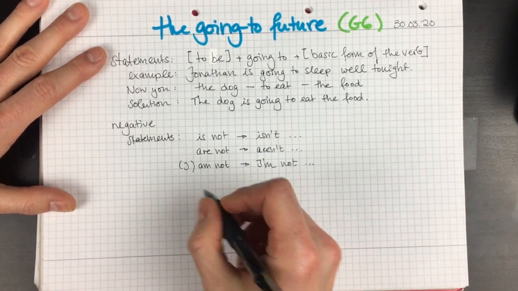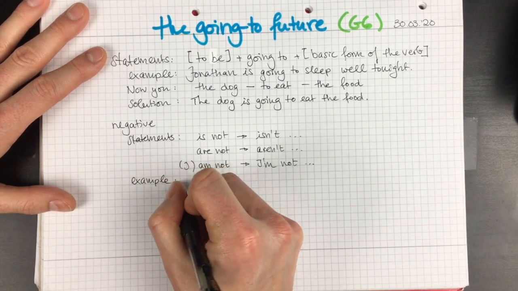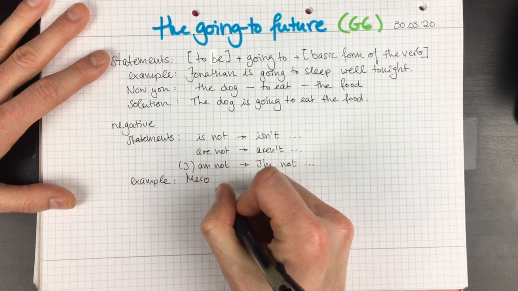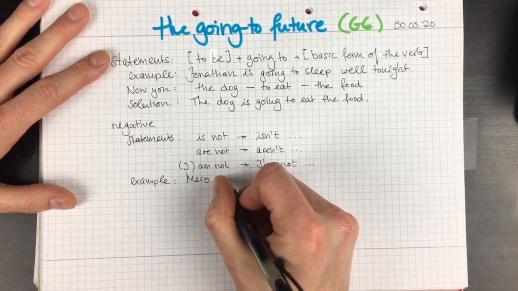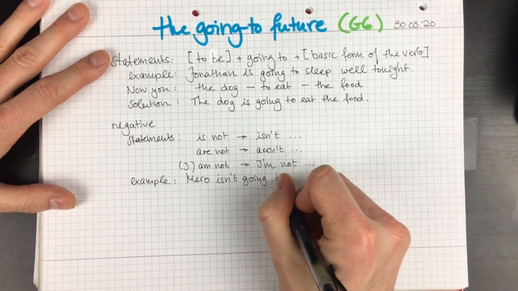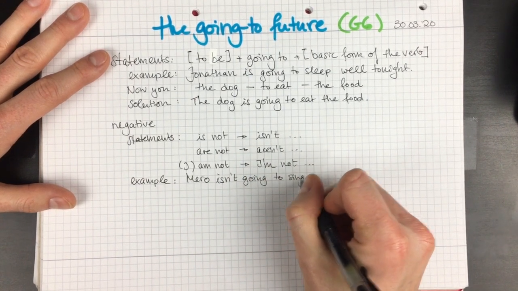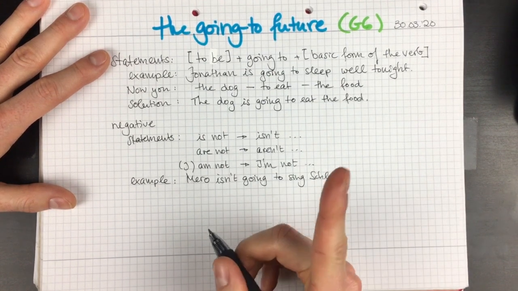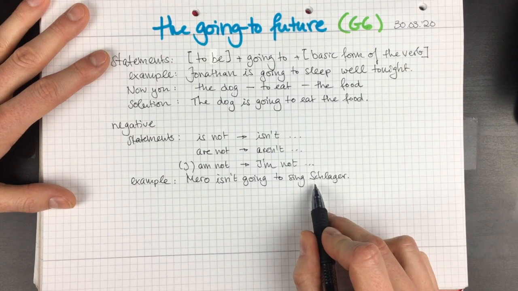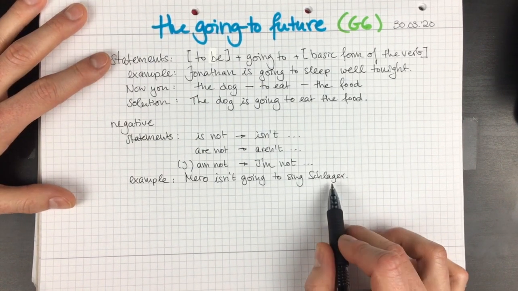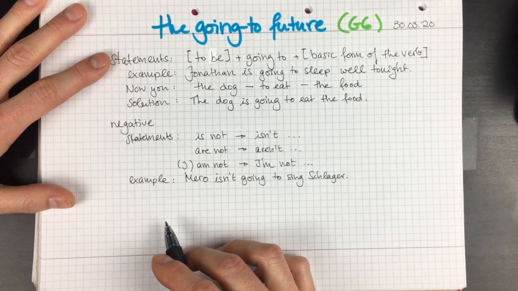As an example, something that I'm very sure about: the rapper Mero isn't going to sing Schlager. I'm very sure about this. Schlager with a capital S, because it is the name of the genre. And now you can try and see if you understand it.